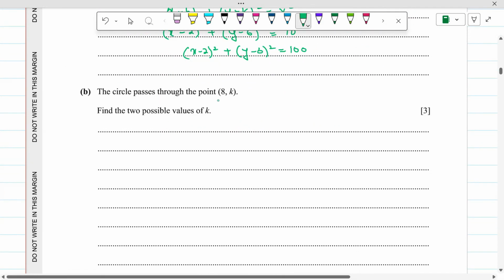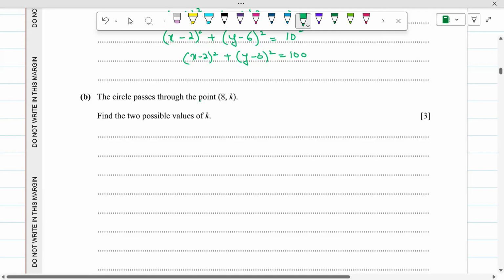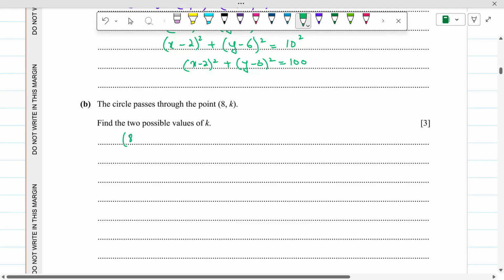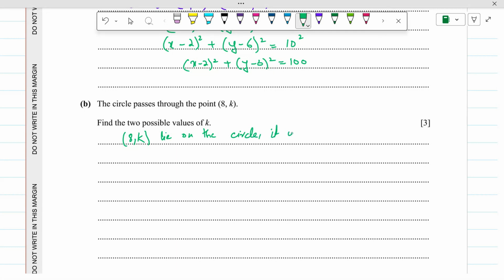The circle passes through the point (8, k). Find the two possible values of k. As we know, if the circle passes through a point, the point will satisfy the circle equation. For example, this point (8, k) lies on the circle, so it will satisfy the circle equation.